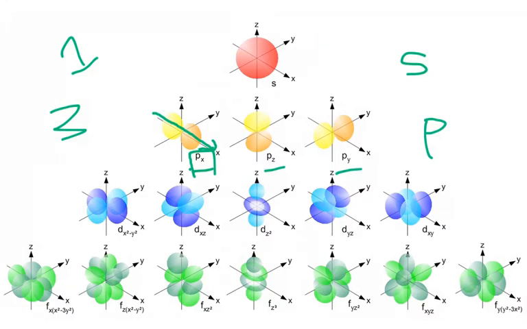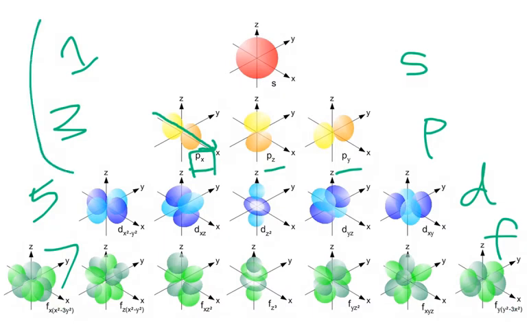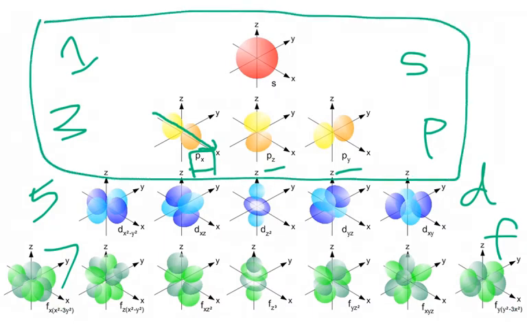And for the d sublevel, there are 5 types of orbitals, and for the f sublevel, there are 7 types of orbitals, and you can see these shapes are really complex. So I would just focus on the s and p sublevels, because the s sublevel just consists of spheres, and the p sublevel consists of dumbbells lined up on different axes in a 3D graph.